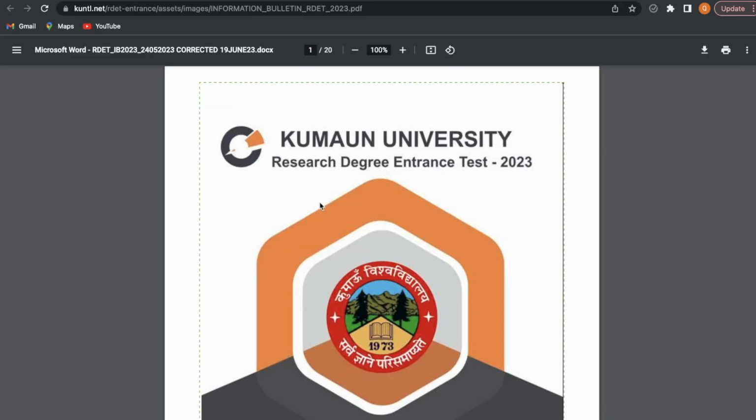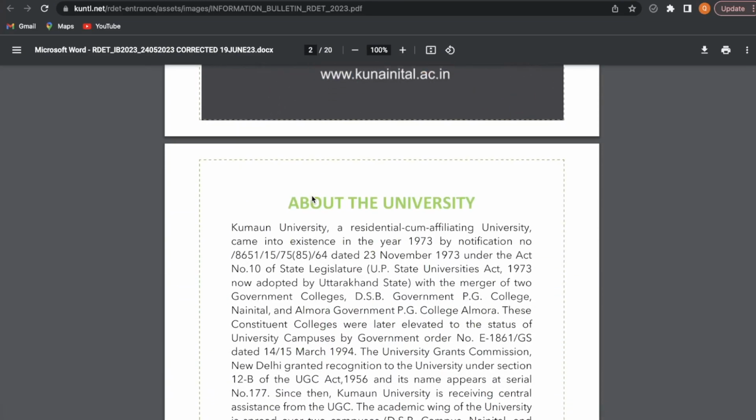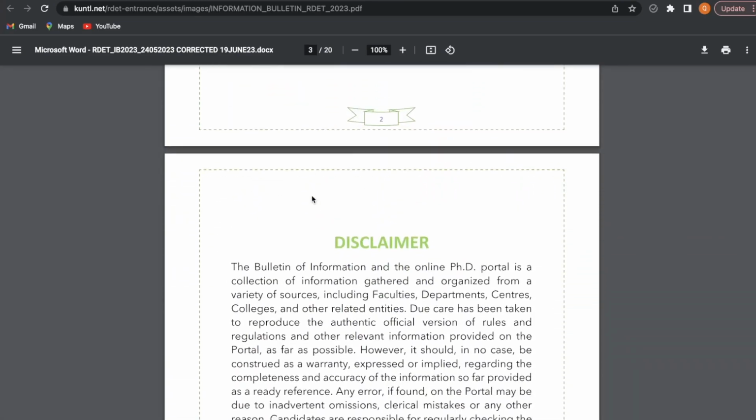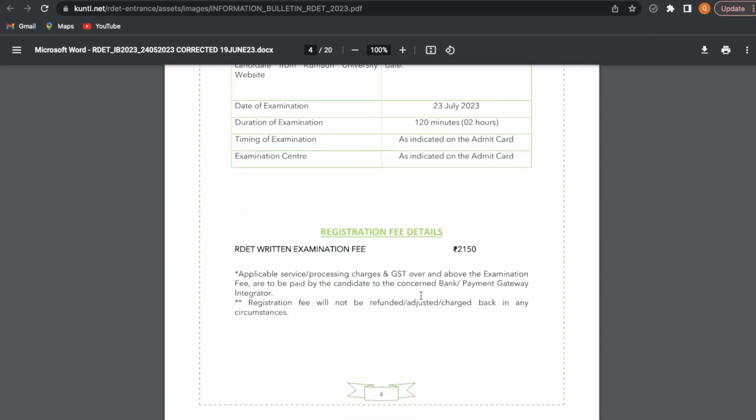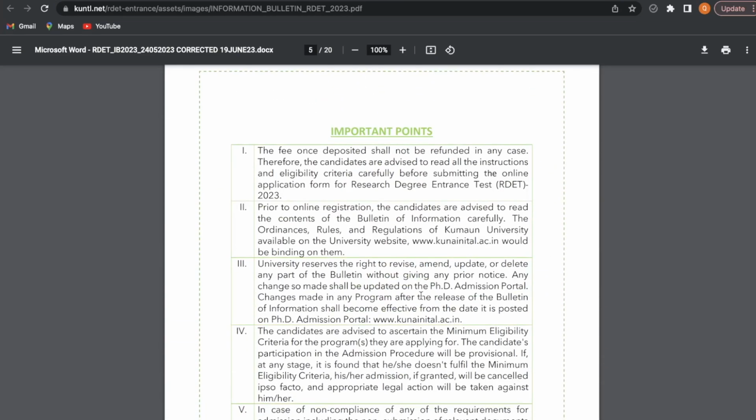Now we'll see the main prospectus, which is very important. So we'll see the main guidelines, because otherwise the things are very much clear. So the dates I have already explained. The duration of examination is 2 hours. When you fill the form and appear for the examination, the duration is 2 hours. Got it? The fees already discussed.